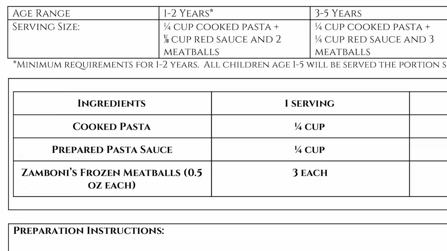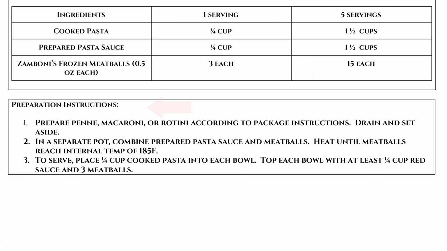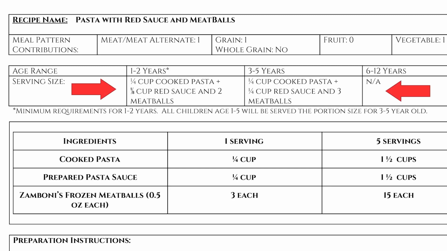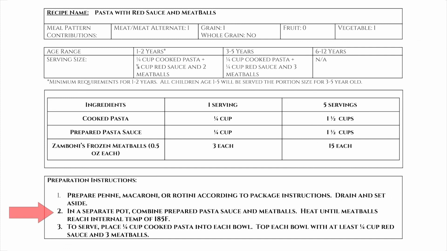It should include a list of all the ingredients that are used and the weight or the measure of each ingredient that's used to prepare the recipe. It should include specific instructions about how to cook or combine the ingredients. It should include the portion size that should be served to each child. And it should include any other additional instructions, such as, if it's a hot food preparation, the critical control points, as they call it, for food safety.